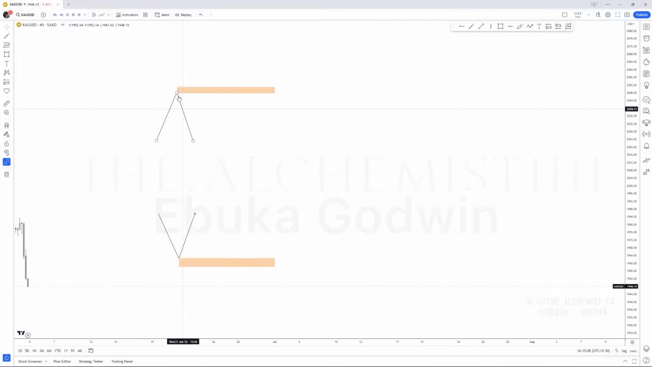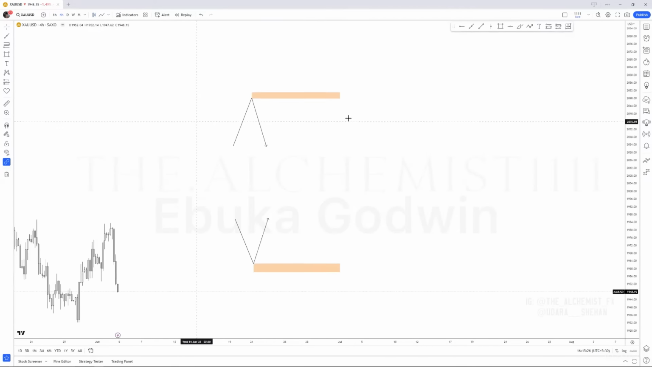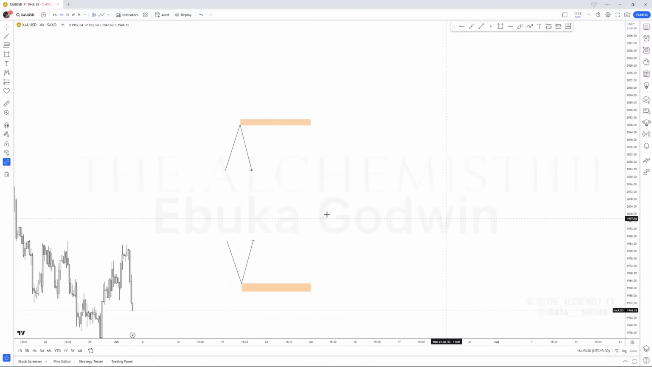Now, remember, a resistance is formed when you have a bullish candle followed by a bearish candle. When we have a bearish candle followed by a bullish candle, we have a support. I'll show you examples, don't worry. Let's go through this and then I'll show you examples in the chart. Okay, so that is that.